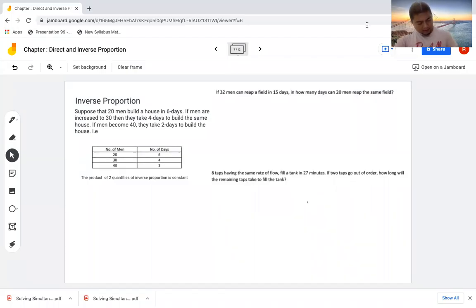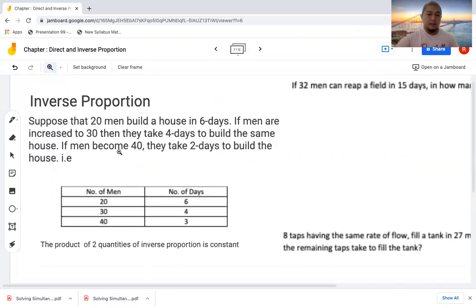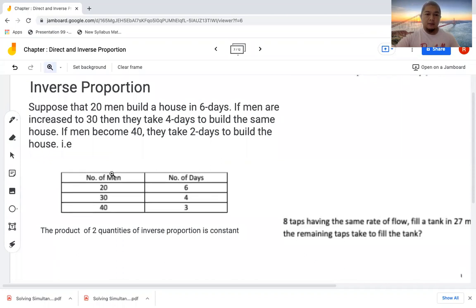Everyone, we're back here again, and this time we're going to be focusing on how to answer inverse proportion. So in this example, you're going to be seeing the number of men that are working to build a house and the number of days for them to finish building such houses.